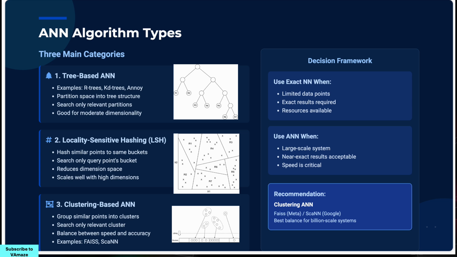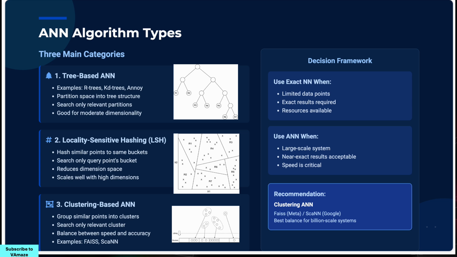There are three main categories of ANN algorithms. Tree-based methods like R-trees, KD trees, and Annoy partition the space into a tree structure. Then they only search the partition that contains the query point. Locality-sensitive hashing, or LSH, uses special hash functions that map nearby points to the same bucket. We only search points in the same bucket as our query. Clustering-based methods group similar points into clusters. We only search within the cluster that contains our query point.